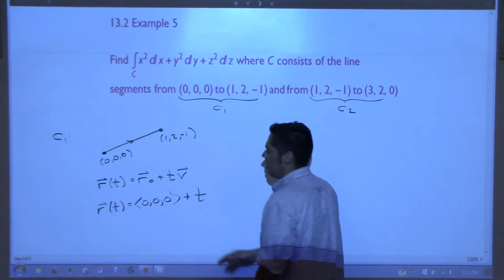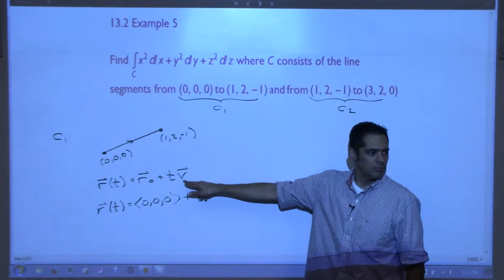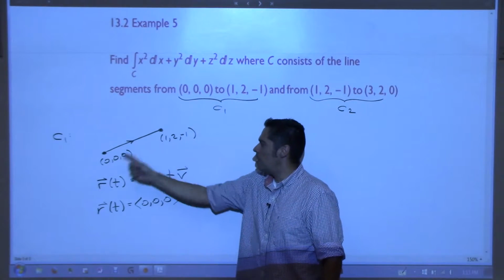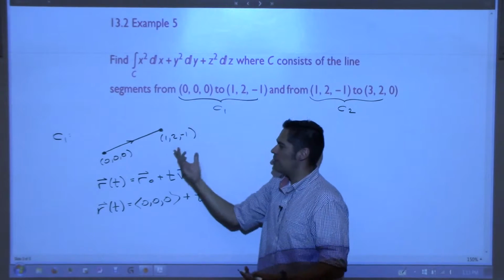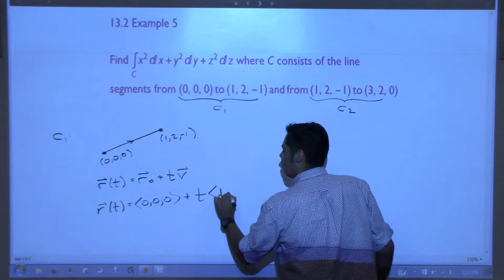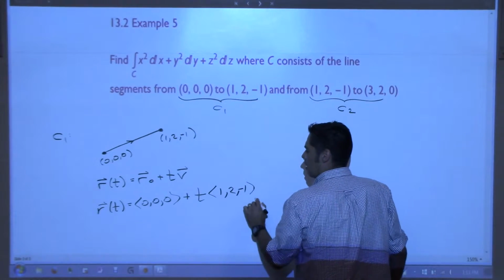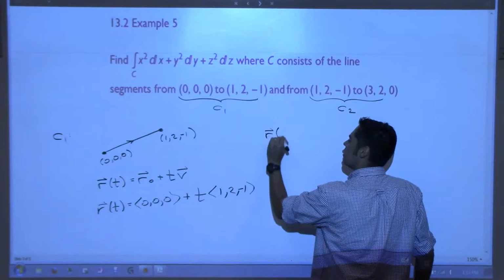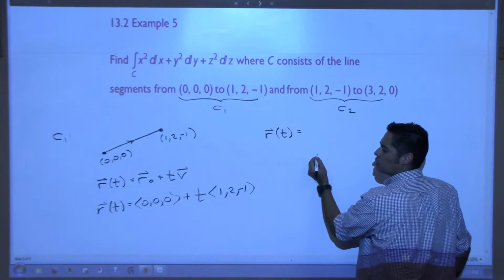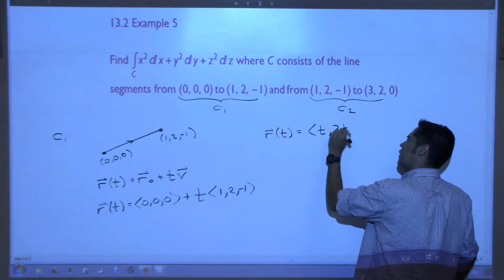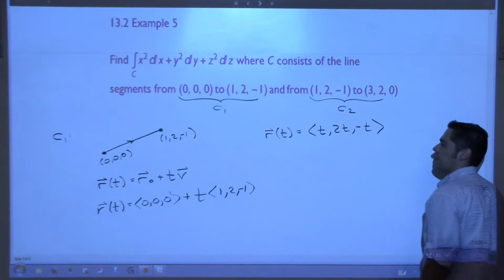And then how about the direction vector? It's the vector that goes from here to here, so you subtract 1 minus 0, 2 minus 0, -1 minus 0. So it's just that point written as a vector, 1, 2, -1. And this turns out to be r of t equals t, 2t, -t.